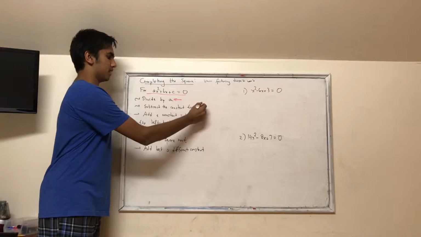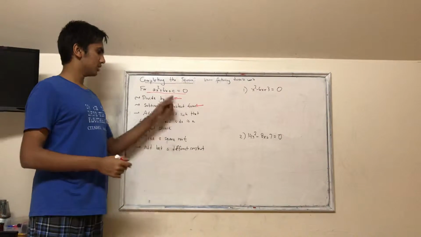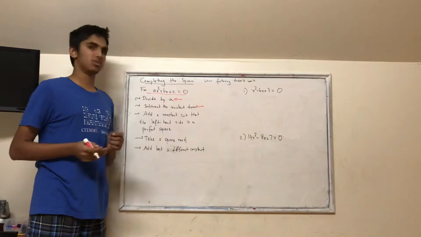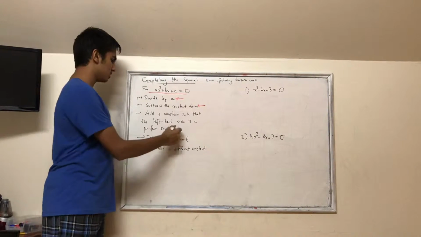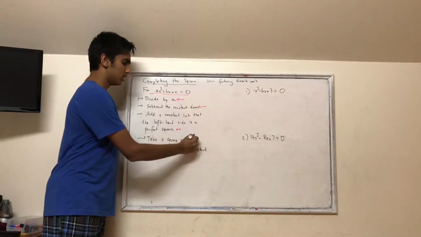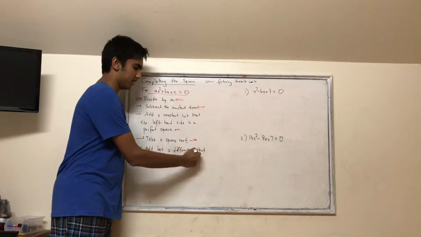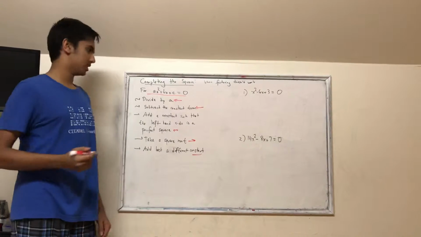a, subtract the constant term, which is c. Then we add a different constant so that the left-hand side is a perfect square. We're going to get into more detail about that. Then we take the square root, and there's a few details we also have to iron out. And finally, you have to add back a different constant, and you'll see which constant that is.